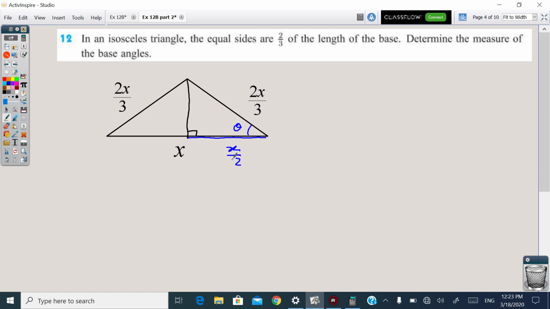I have the adjacent and the hypotenuse, so that's cosine. So theta is cosine inverse of the adjacent divided by the hypotenuse, which is 2x over 3. You do the work and you'll find out that the x's cancel out, and you can work out the value.